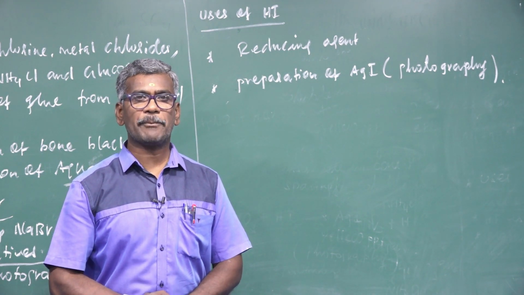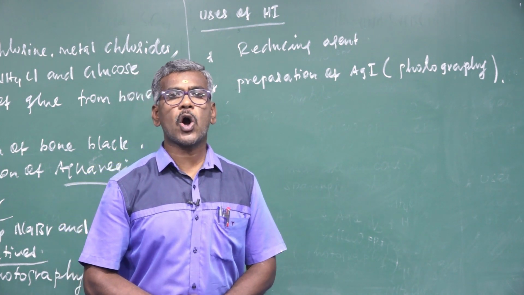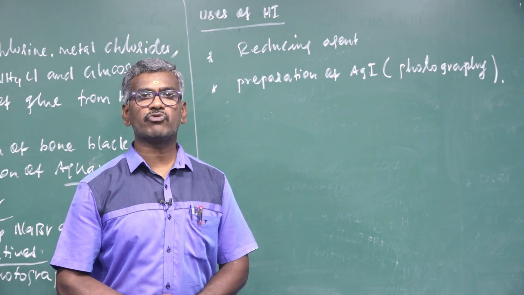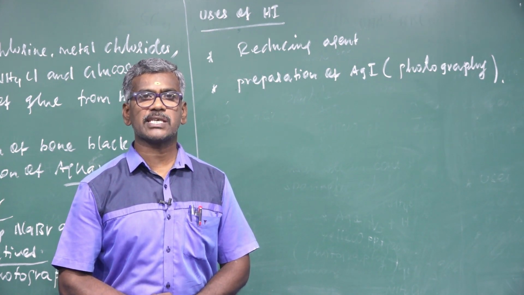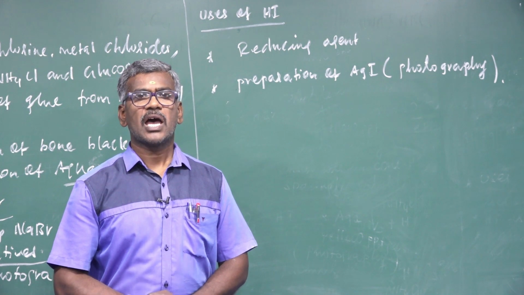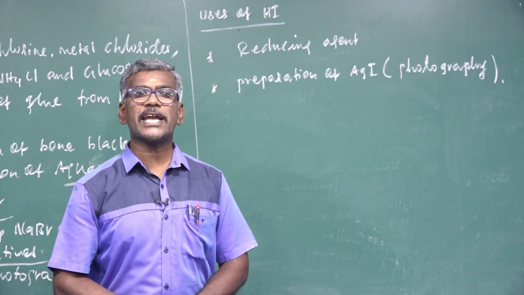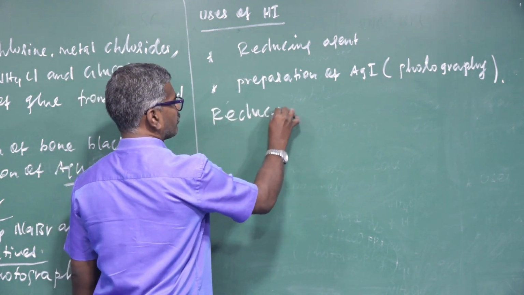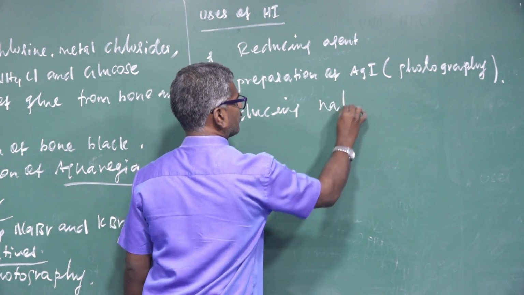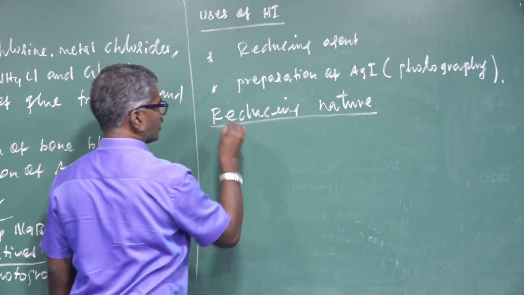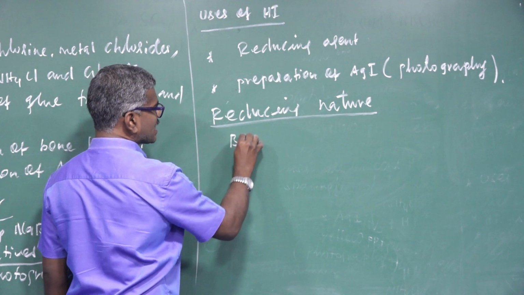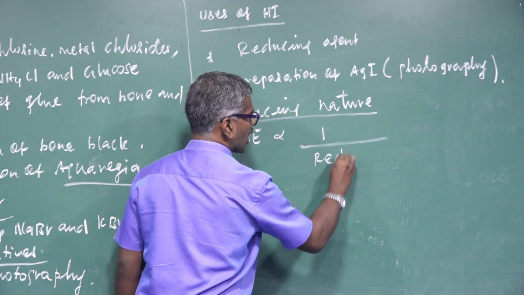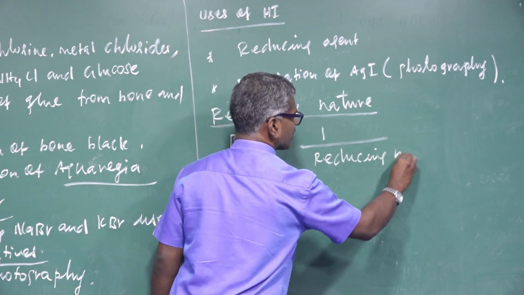All the halogens combine with hydrogen and form covalent hydrides. Here, the activity with hydrogen decreases from fluorine to iodine because fluorine is the most electronegative element. Another property is reducing nature. Bond dissociation energy is inversely proportional to the reducing nature.